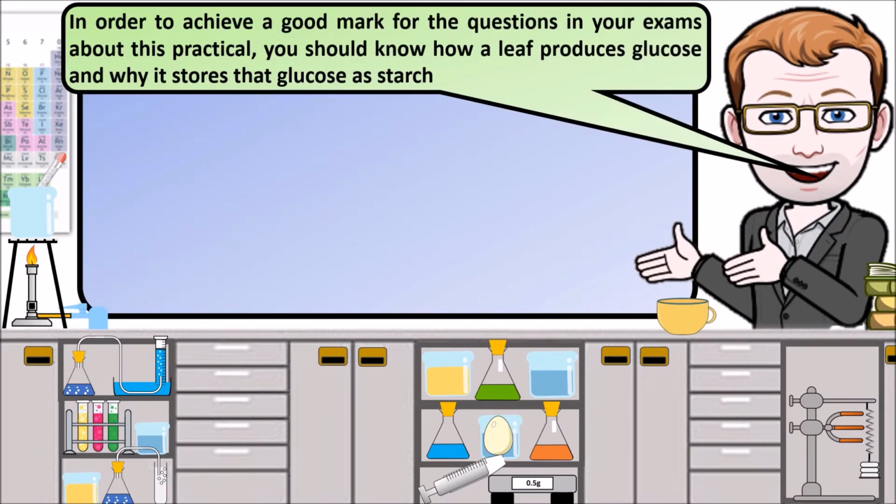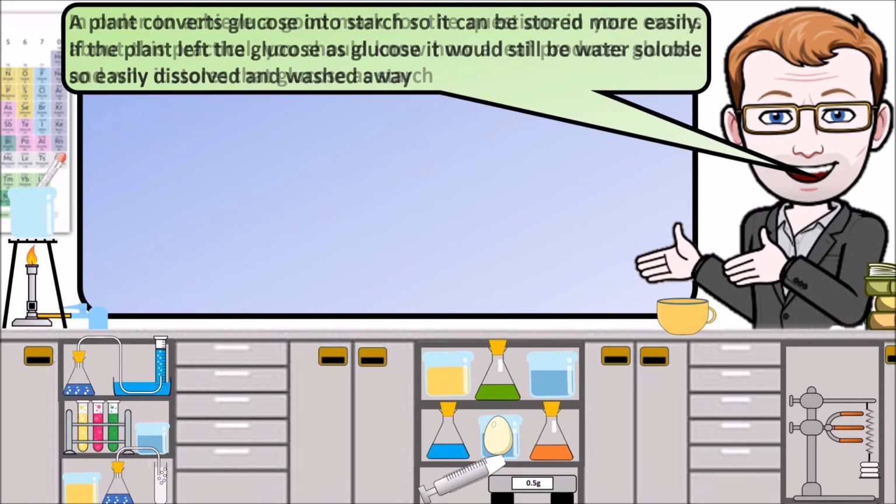So when we look at exam questions, there are lots of them that look at how we test leaves for starch. So we've got to remember that the plant converts glucose into starch because it can be stored more easily. If the plant left the glucose as just glucose, it would be water soluble and would get washed away.